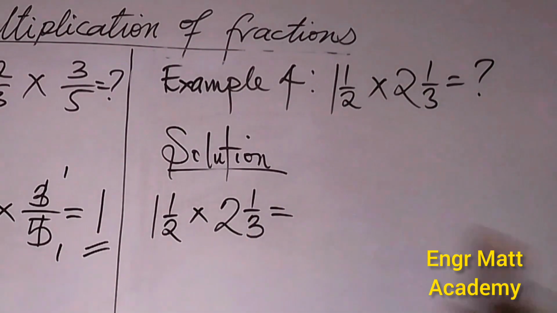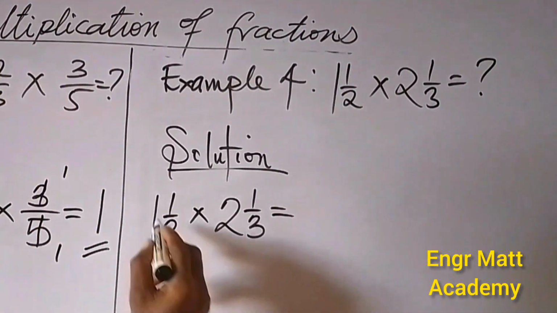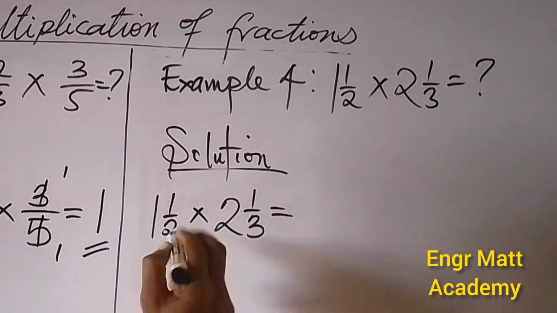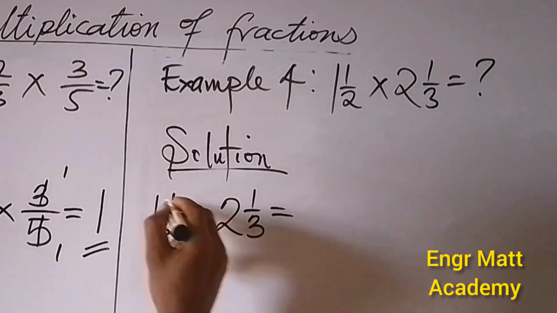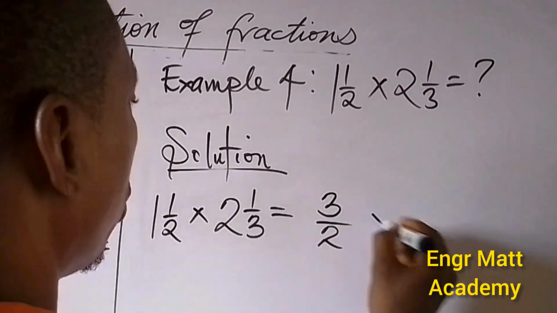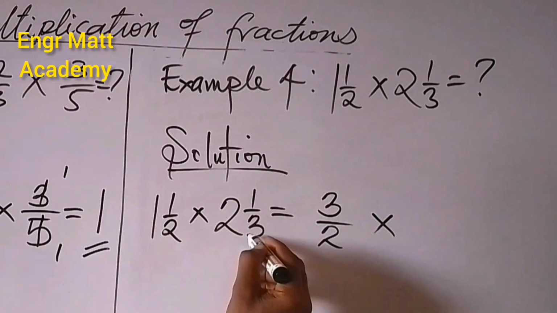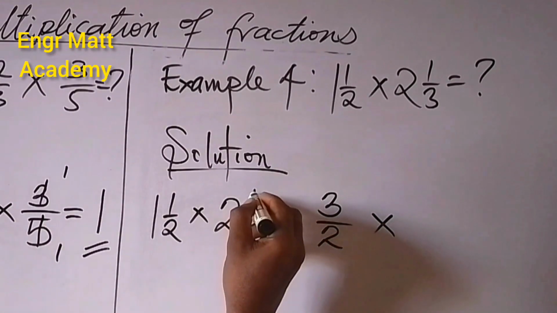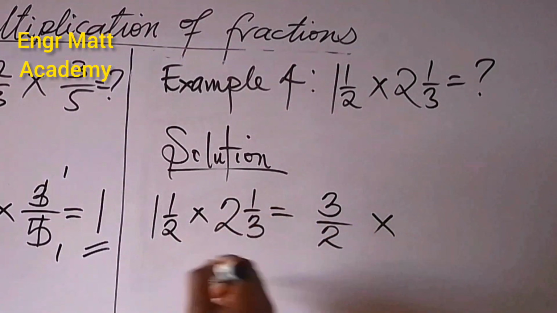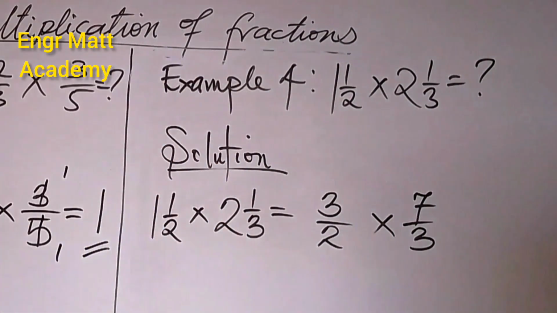The step is the same. Because there are mixed fractions, we convert the mixed fractions to improper fractions first. So that leaves us with 1 multiplied by 2, that is 2, plus the numerator 3. So we have 3 over 2 multiplied by, we do the same thing to the other fraction. The whole number 2 multiplied by 3, that is 6, plus the numerator 1, that is 7. We now have 7 over 3.